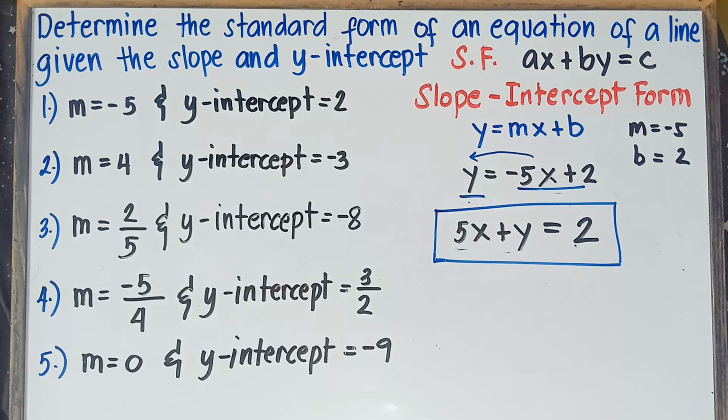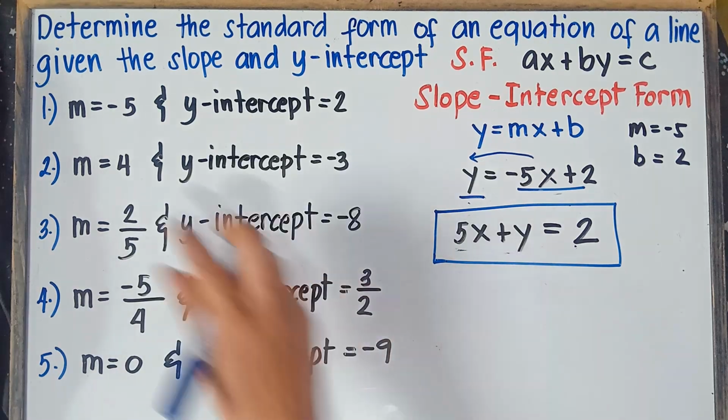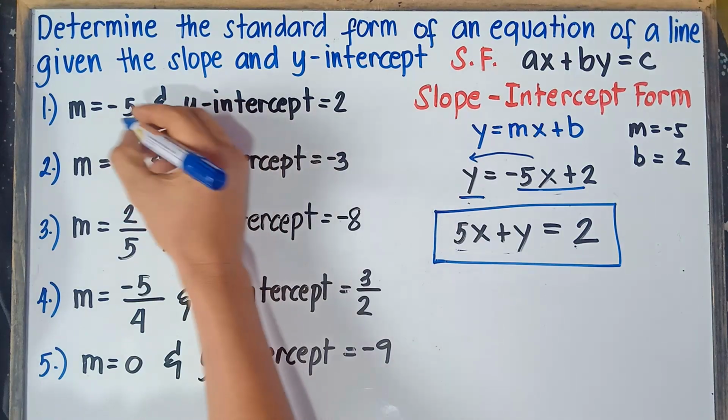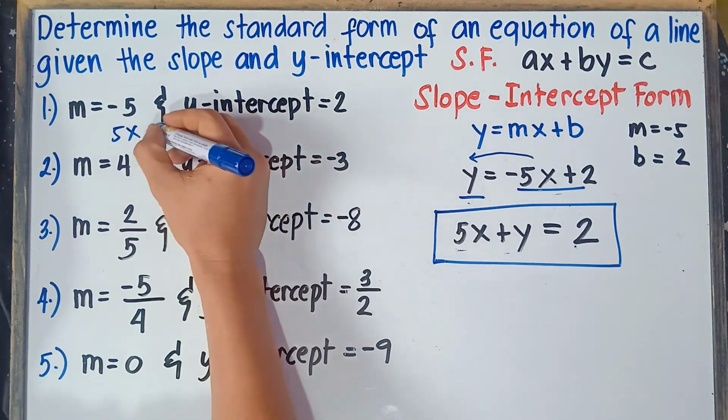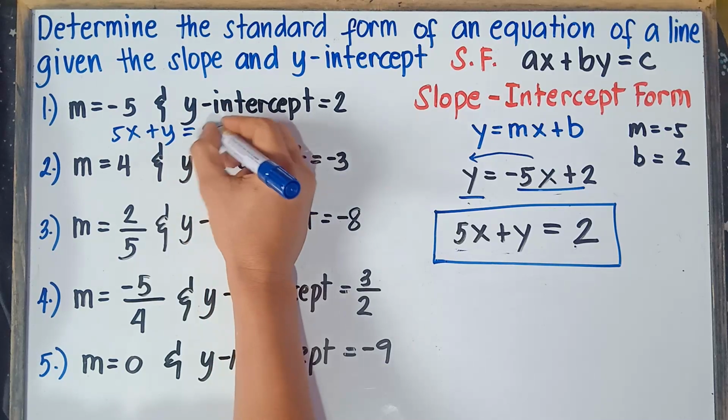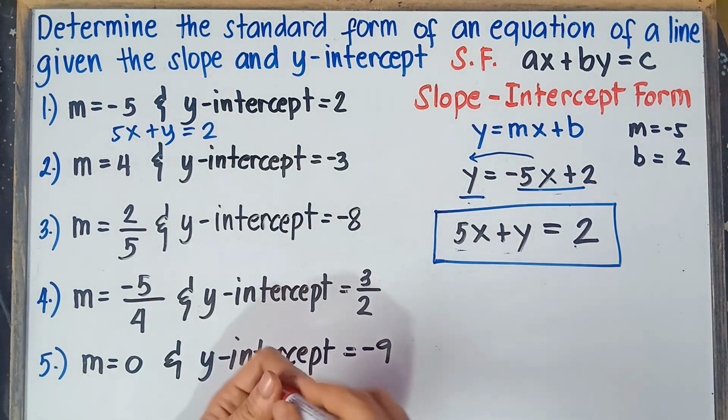Alright, so let's proceed now to example number 2. Or we can write our answer here. For number 1, we have 5x plus y equals positive 2. That's it, class. All set.